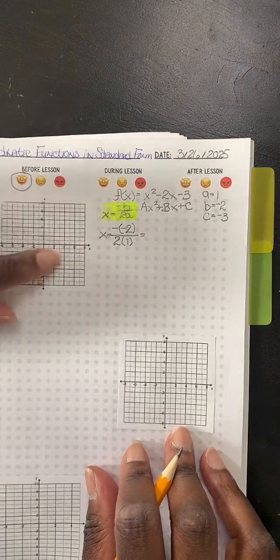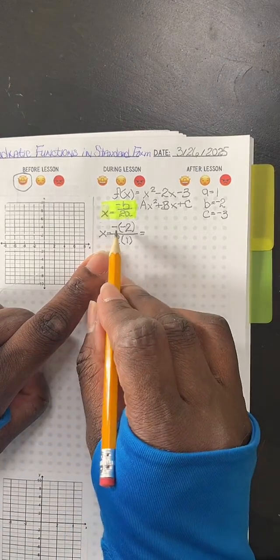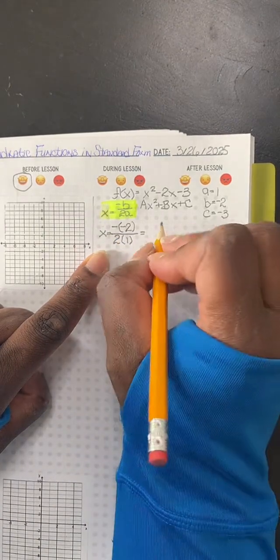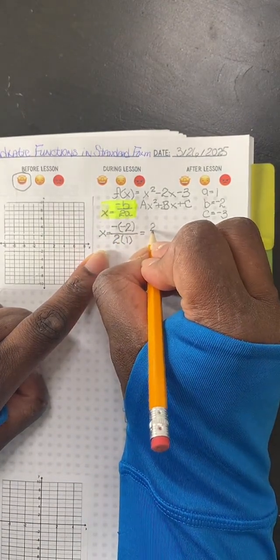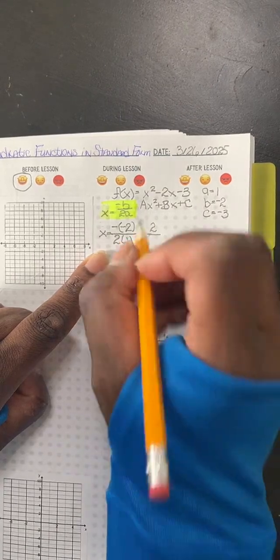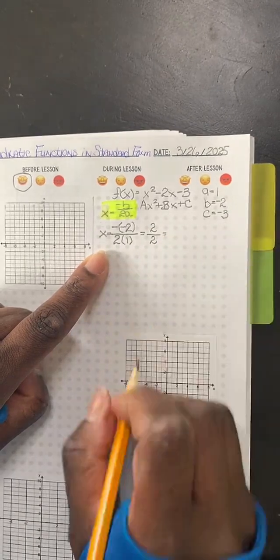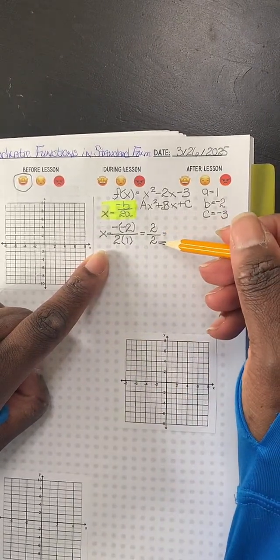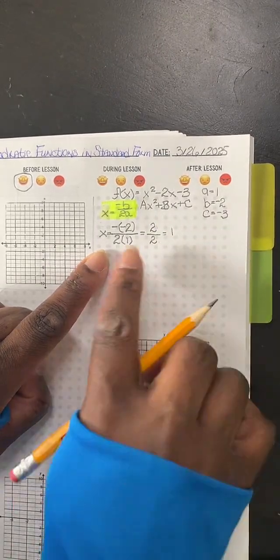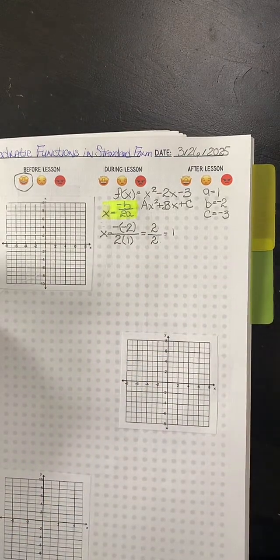Okay. So now let's do some operations. We have a negative times a negative. A negative times a negative will give me a positive, and it will give me a positive 2. 2 times 1 will also give me a positive 2. And 2 divided by 2 will give me 1. So what you just found is the axis of symmetry.